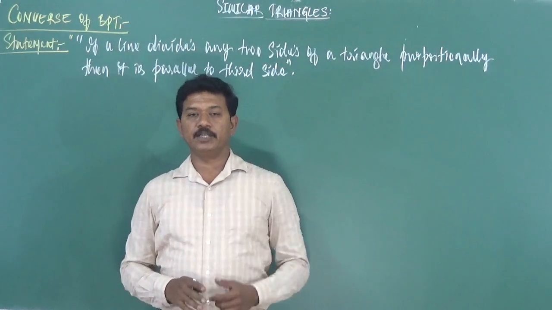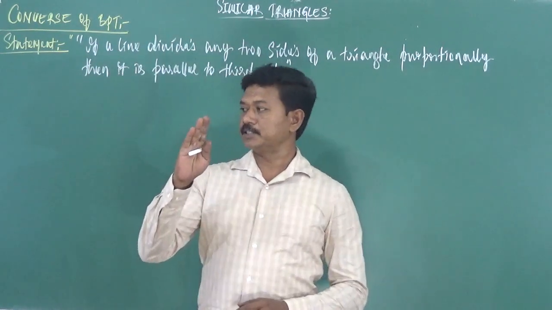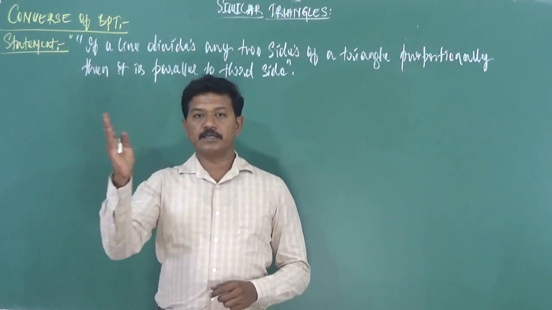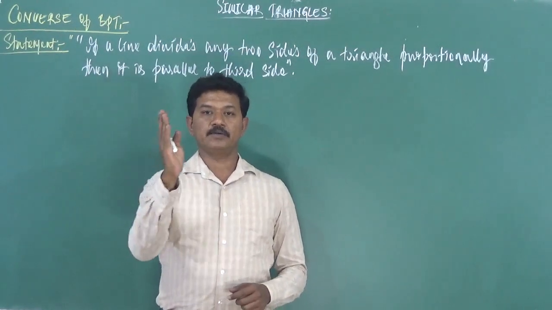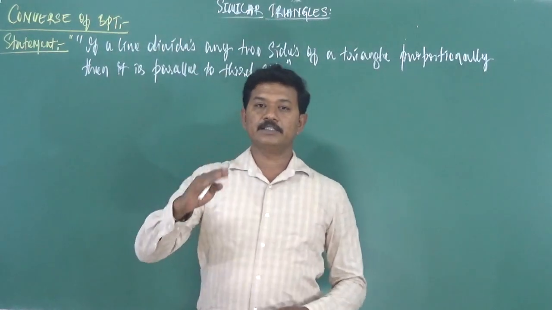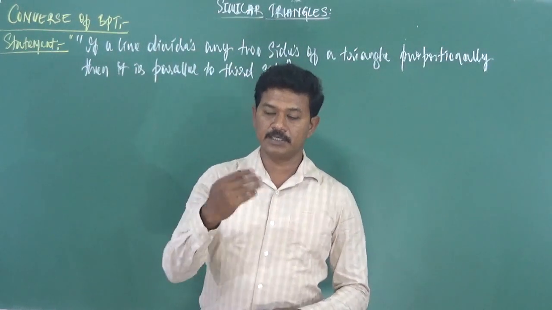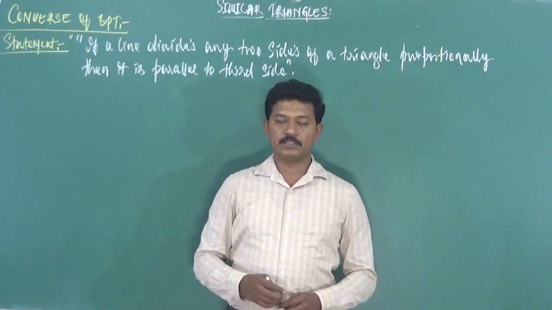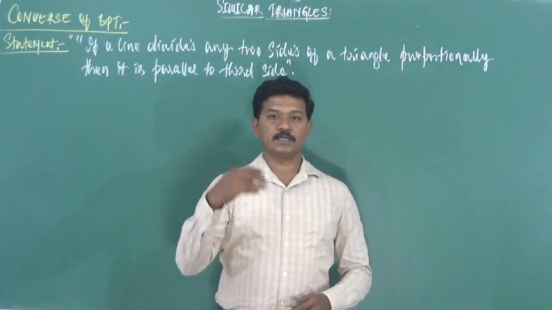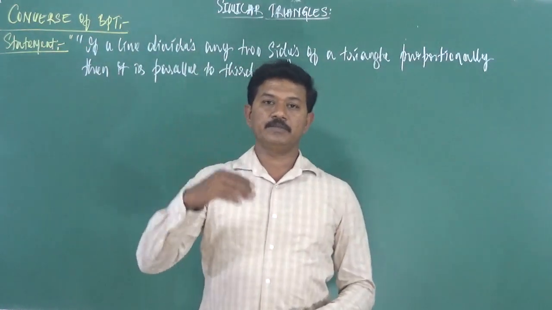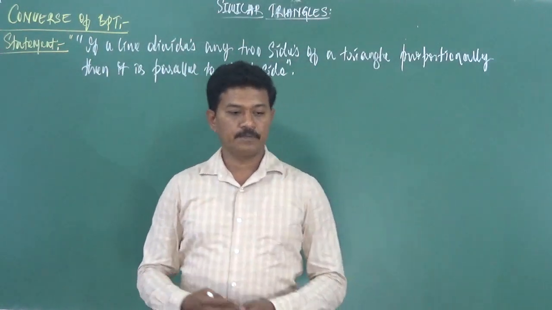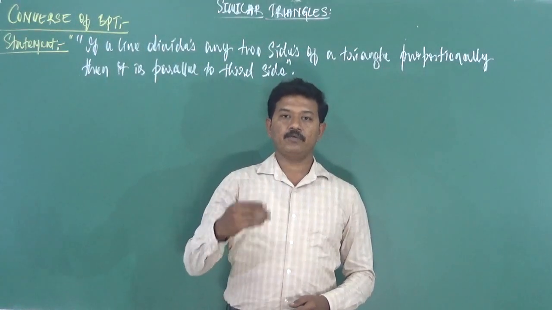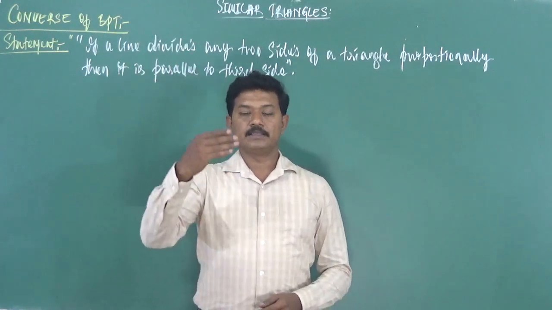So what is this actually? In the theorem, in any triangle, if a line is drawn parallel to a side of a triangle, then it divides the other two sides proportionately. So in that statement we had two parts. At the beginning of the theorem I convinced you this. The first part of the statement is called the hypothesis and the second part of the theorem is called the conclusion.